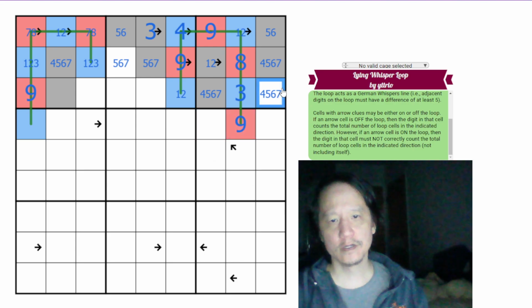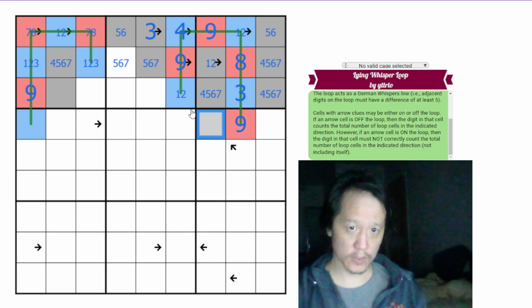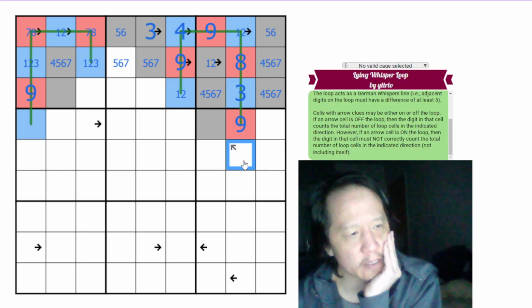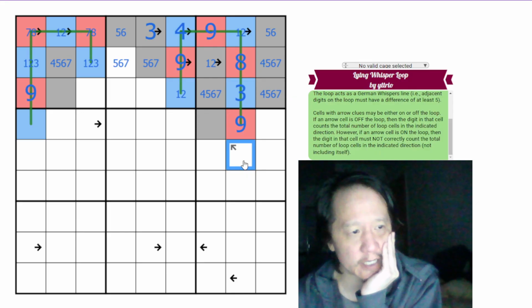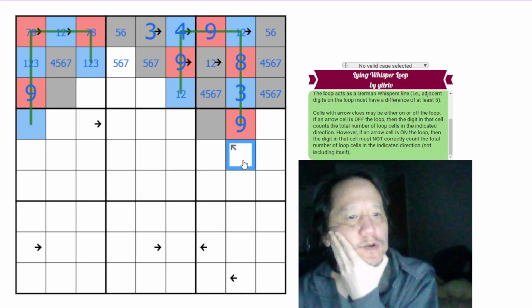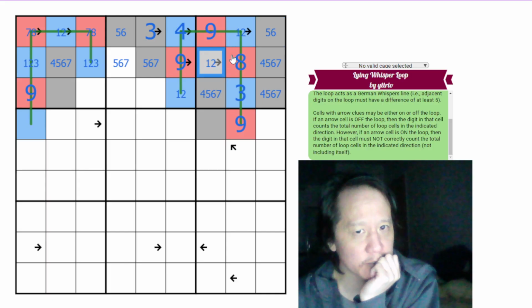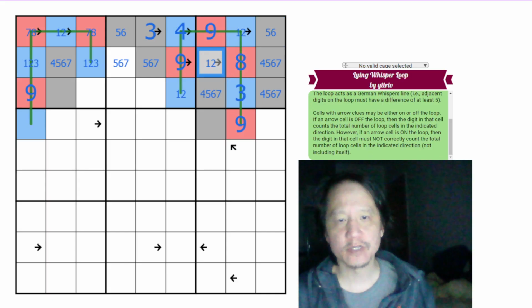So this is red. It cannot go this way. It can't go this way because it touches itself. So that's not valid. If this is on the line, it could be anything but 1. If it's off the line, it has to be 1. Okay, so this is valid now because there's 0, and this has to be 1 because this is off a loop, and then the digit counts the total number of loop cells in the indicated direction.